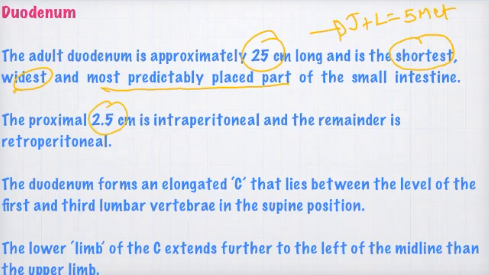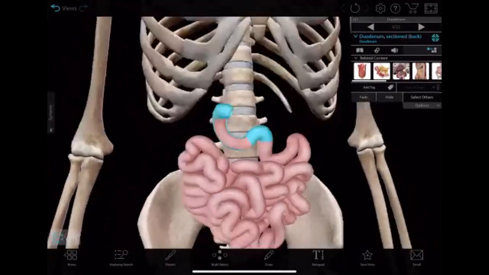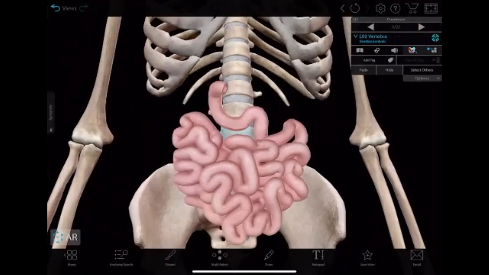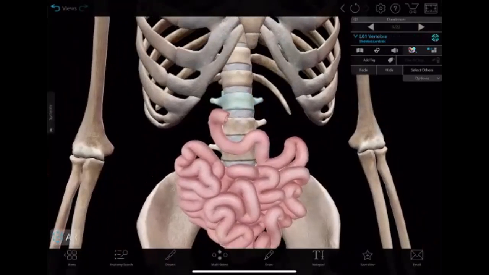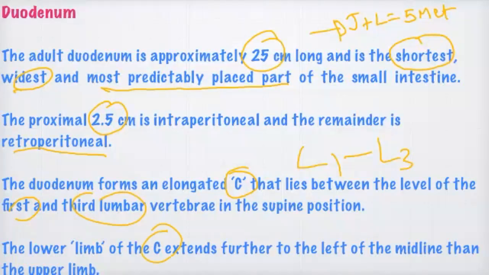The proximal 2.5 centimeters is intraperitoneal and the remainder is retroperitoneal. You have already learned this. The duodenum forms an elongated C that lies between the level of the first and third lumbar vertebrae. So L1 to L3. You see that is L1, this is L2, and this is L3. So the duodenum spans L1, L2, L3. It is C-shaped. You can clearly see that C shape.